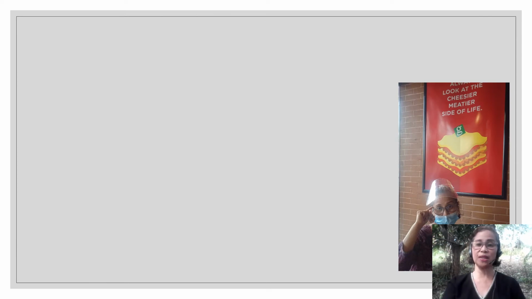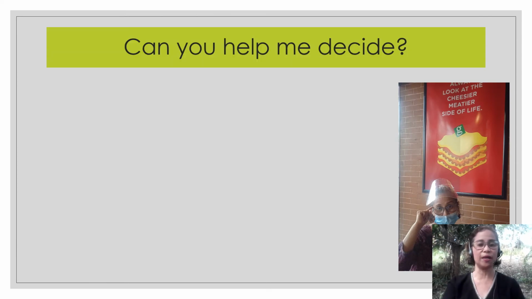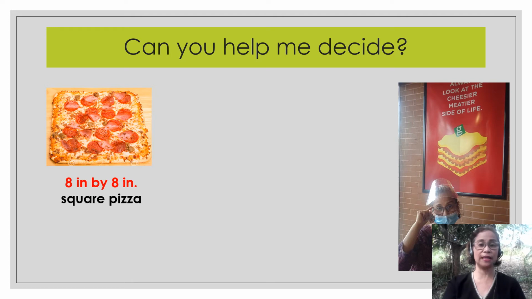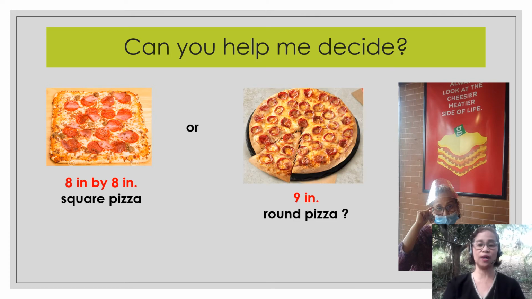We can now help Mrs. G decide which pizza to buy. Is it the square, which is an 8-inch by 8-inch square pizza, or the round one, which has a diameter of 9 inches? Remember, in finding the area of a square, you have to multiply only the sides.